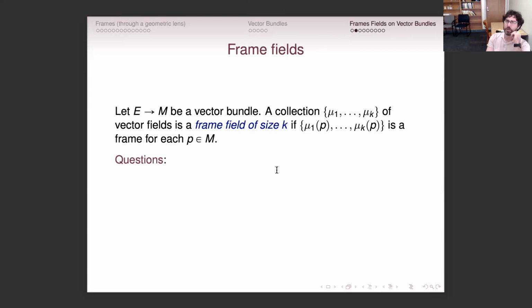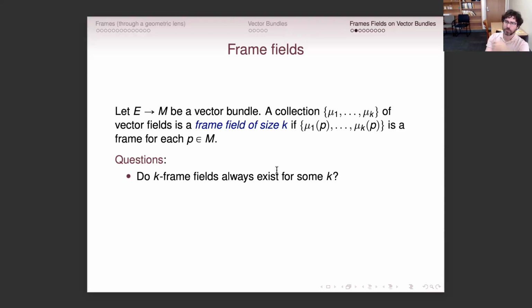So here are some natural questions once you have a definition like this. The first question is, if someone hands you a vector bundle, will you always be able to find a frame of some size k? I'm not going to fix what I want the size to be right now. I'm going to allow that to vary.